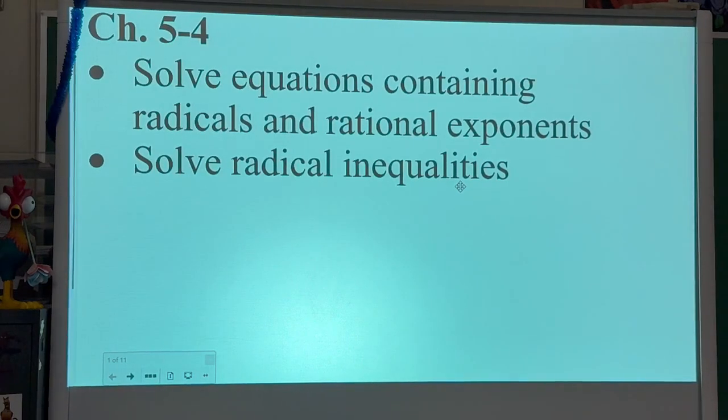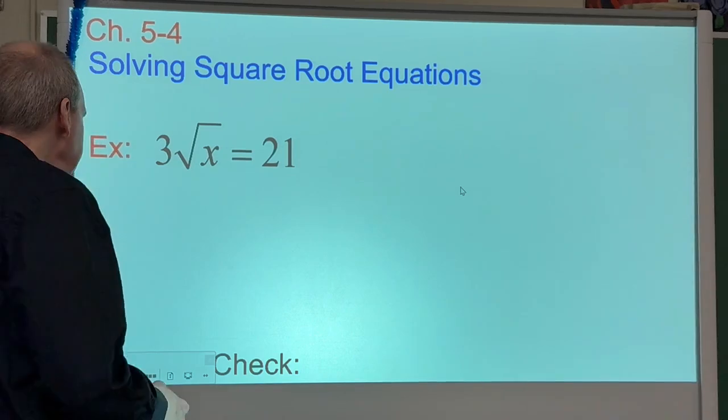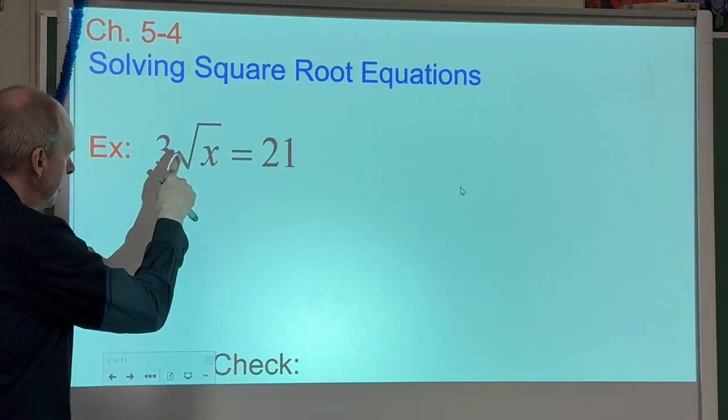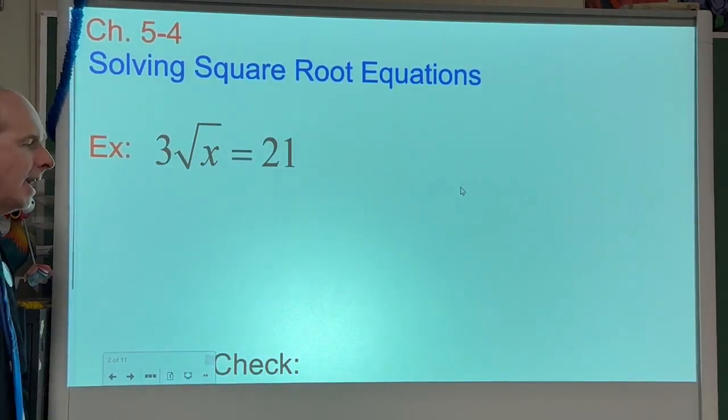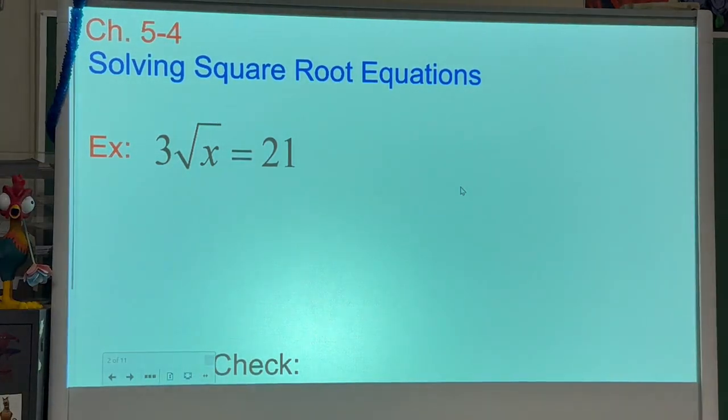Welcome, Algebra 2. Let's take a look at Chapter 5, Section 4, solving equations containing radicals and rational exponents, working our way towards radical inequalities. As we start off solving these, we're going to start with a square root equation. Here's a square root. And then we'll work up to other types of roots like cube roots and fourth roots and so on.